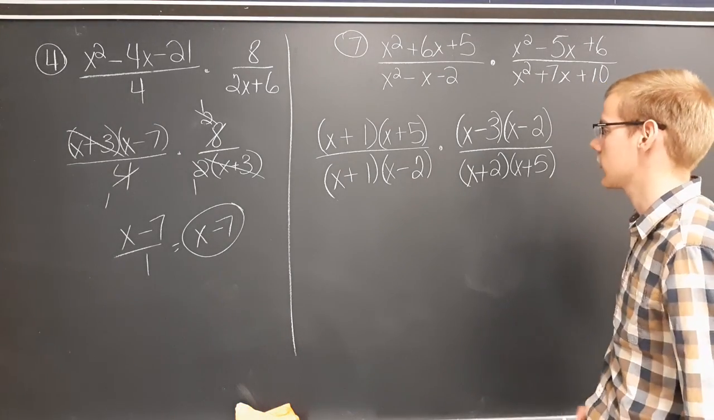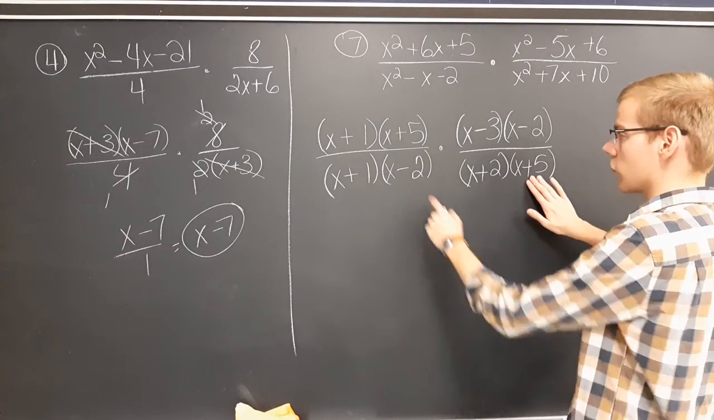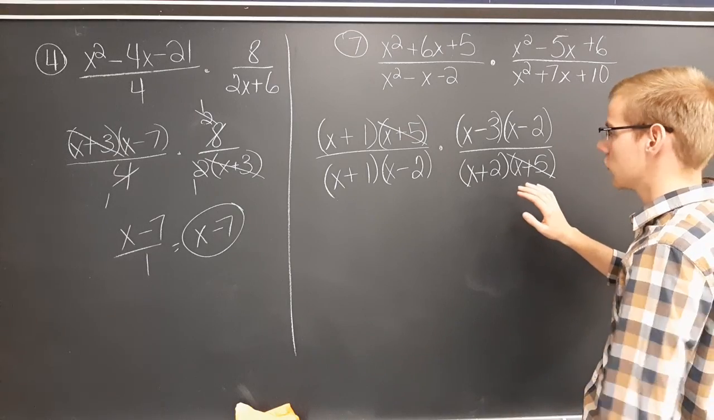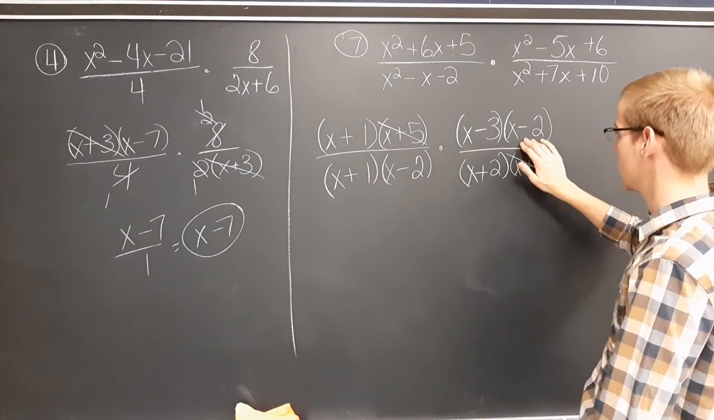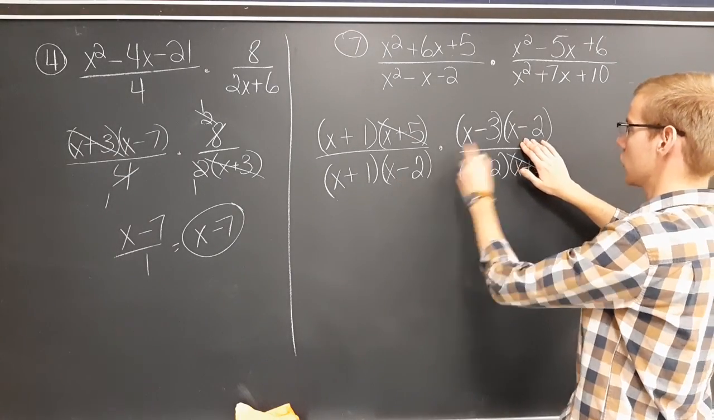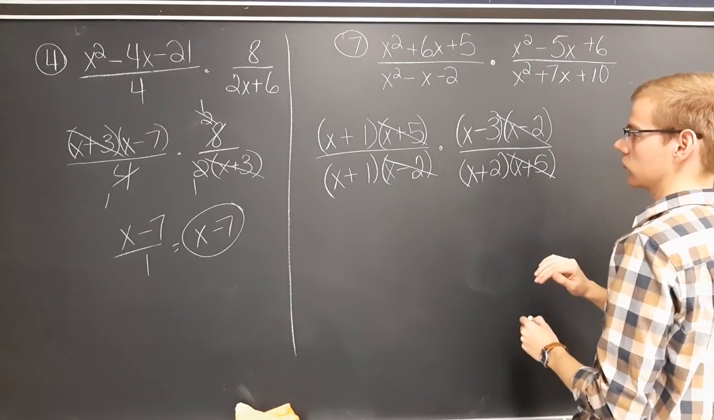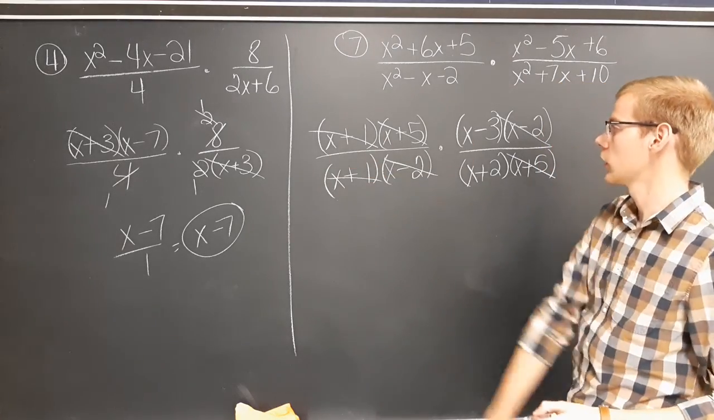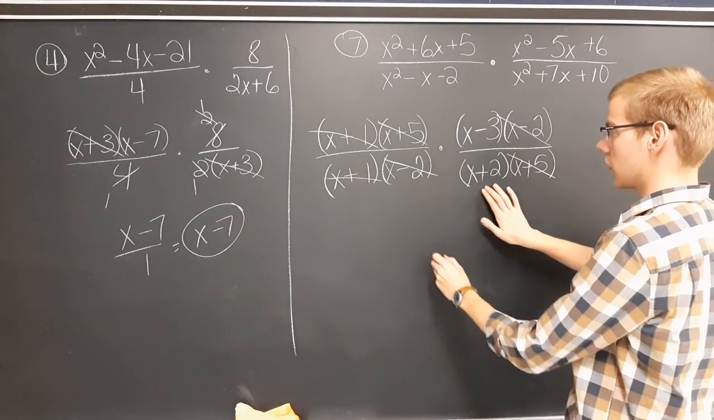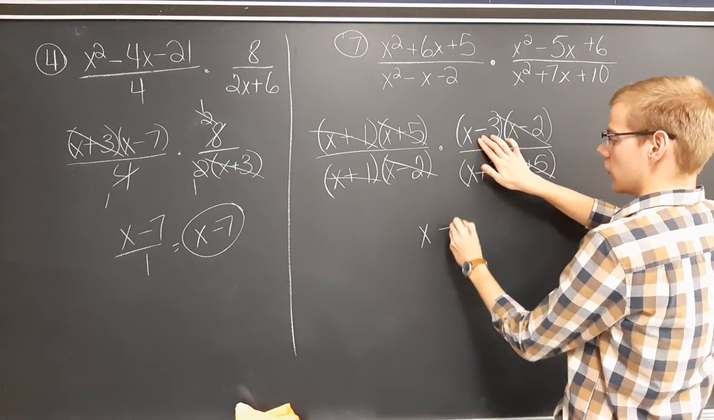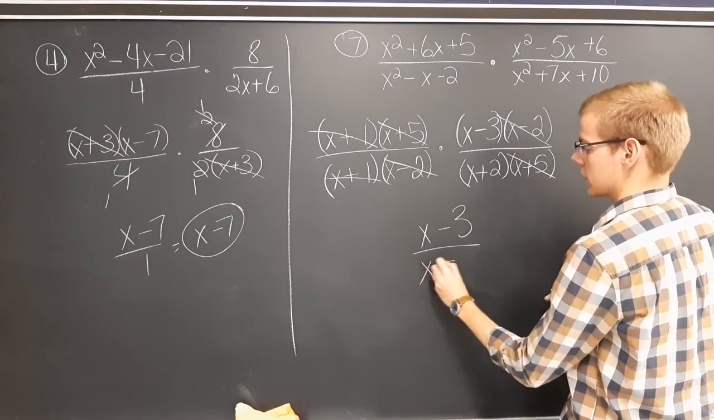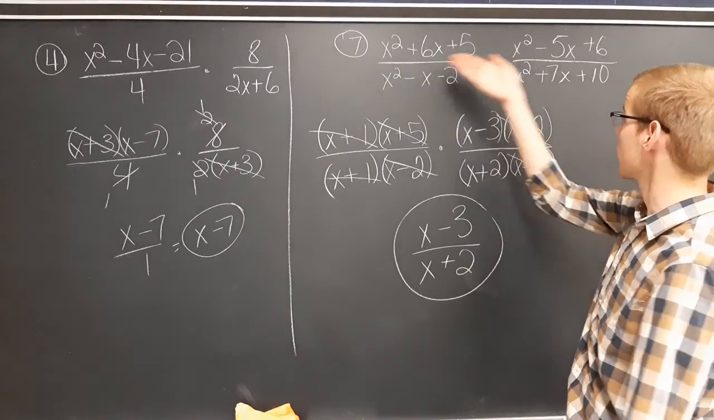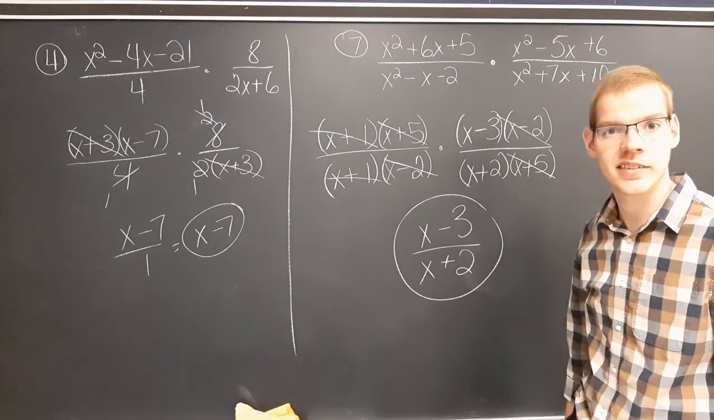Now, simplify. This one has a lot to simplify. We have x plus 5 and x plus 5, this and this, and these two. So this is all eliminated. Now all we have left is that. So let's put our x minus 3 over x plus 2. From all this, multiply the 2, and we get this.